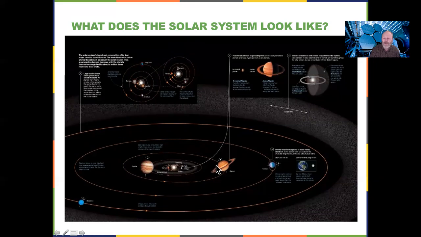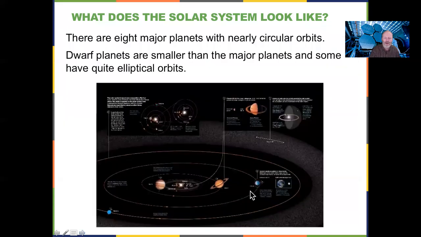We have inner planets, we have outer planets, we have moons around the planets, we have rings of debris outside of our solar system and inside of our solar system, asteroids and comets. We will talk about all of these things along the way. So there are 8 major planets.